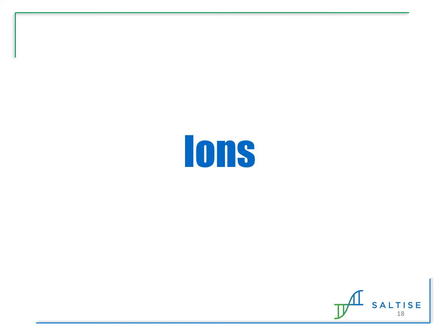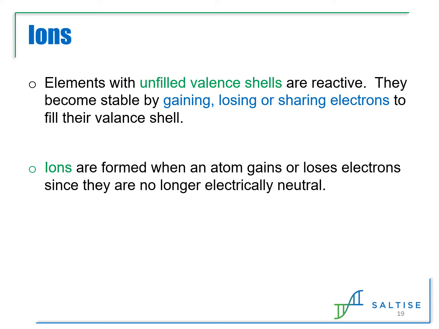Let's have a look at ions. Elements that do not have full valence shells are reactive. The atoms will gain, lose, or share electrons in order to fill their valence shells and become stable. When atoms gain or lose electrons, then the number of electrons will not be the same as the number of protons. When this happens, an ion is formed.